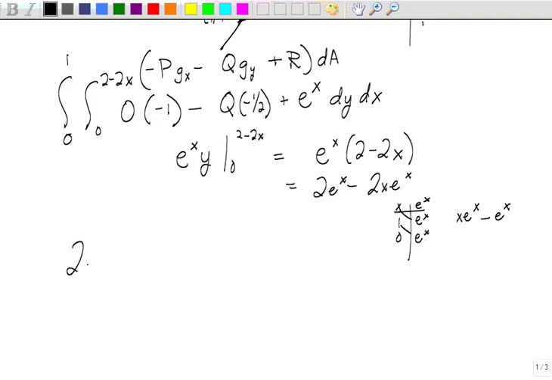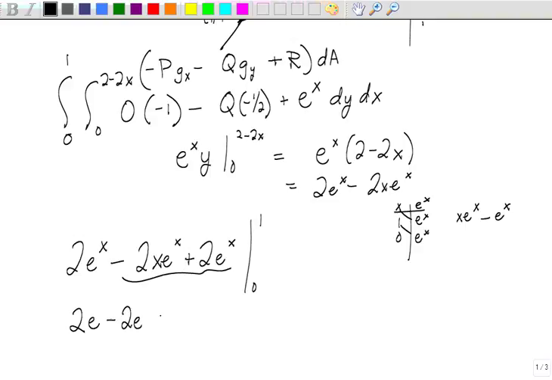So integrating the first one, I get 2e to the x minus, the next one is 2x e to the x plus, because there's two negatives, 2e to the x, that's from the parts, and then I'm going from 0 to 1. So that's going to give me 2e minus 2e plus 2e minus 2 plus 0 minus 2, so that's going to give me 2e minus 4.